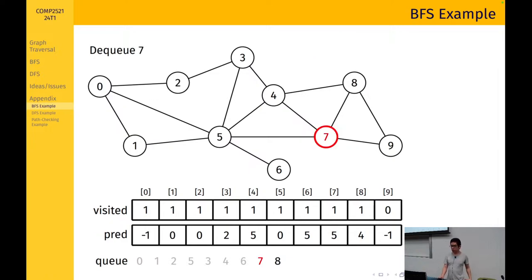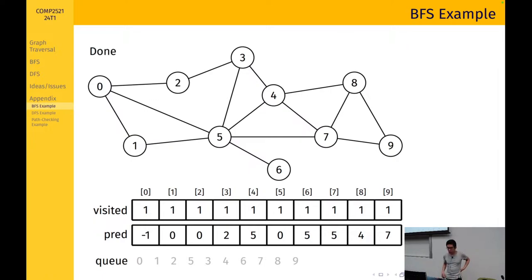Okay, next 7. So 7 has these neighbors, 4, 5, 8, 9. 4, 5, and 8 have been visited already, but 9 has not. So we set 9's predecessor to 7, and we add it to the queue. Okay, next we remove 8. Now 8's neighbors have all already been visited, so we skip all of these. And finally we dequeue 9, and 9's neighbors have also already been visited. Okay, so we're done with 9, and now our queue is empty. So that means our BFS is finished.